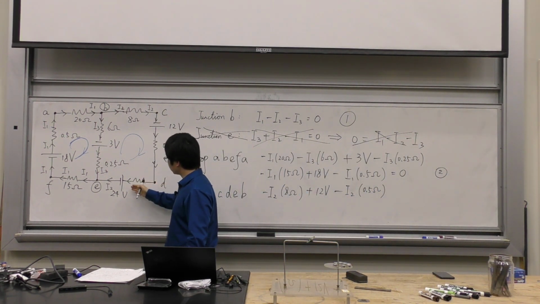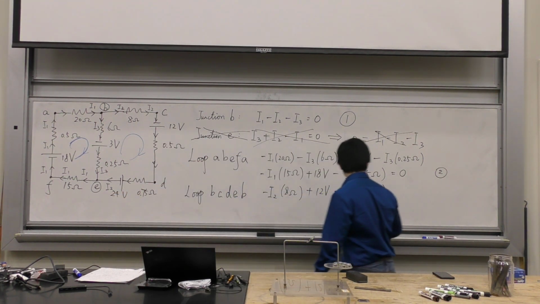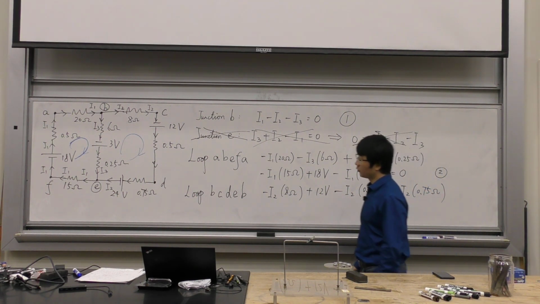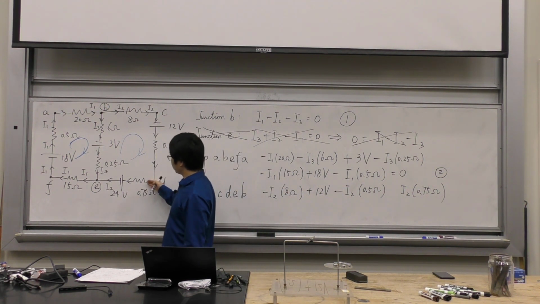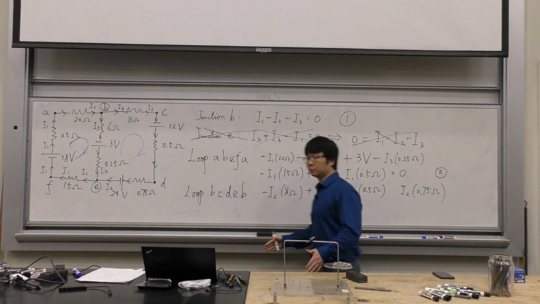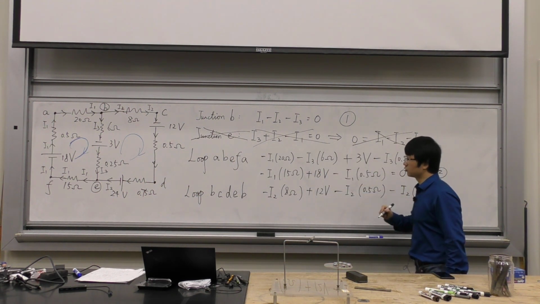Now I see this 0.75 ohm resistor. The current is still I2. So the voltage I write is going to be I2 times 0.75 ohm. Right? What is the direction, or what is the sign? Well, I'm still traveling with the current. I'm going downhill with water. My potential goes down. I need a negative sign.